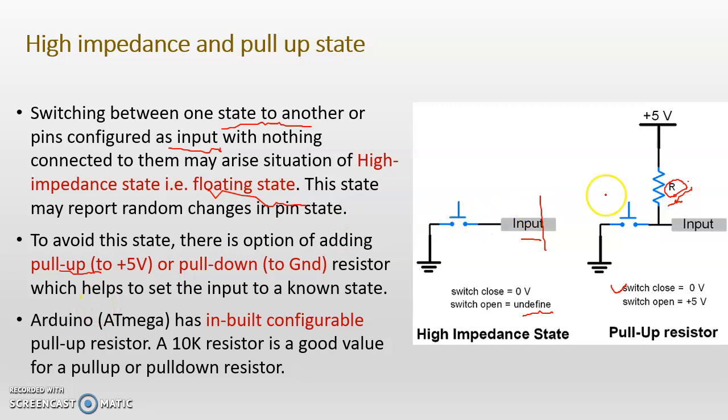Now we don't need to connect this resistor externally, because this pull-up resistor is inbuilt, it is connected to the Arduino pins. Here it is shown as an inbuilt pull-up resistor, whose value is around 10k, which is a good value for a pull-up or pull-down resistor. So around 10k resistor is connected internally at that input pin, so we cannot see that externally. It is in the microcontroller chip itself. So this is called the high impedance and pull-up state.